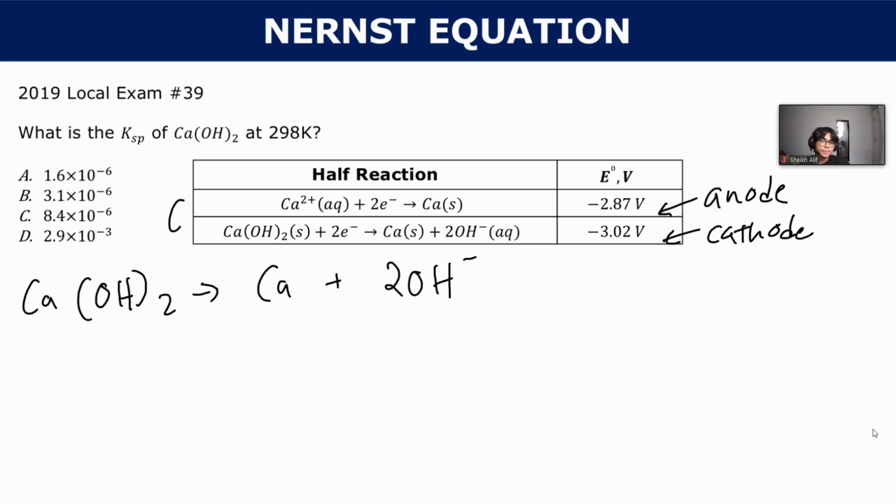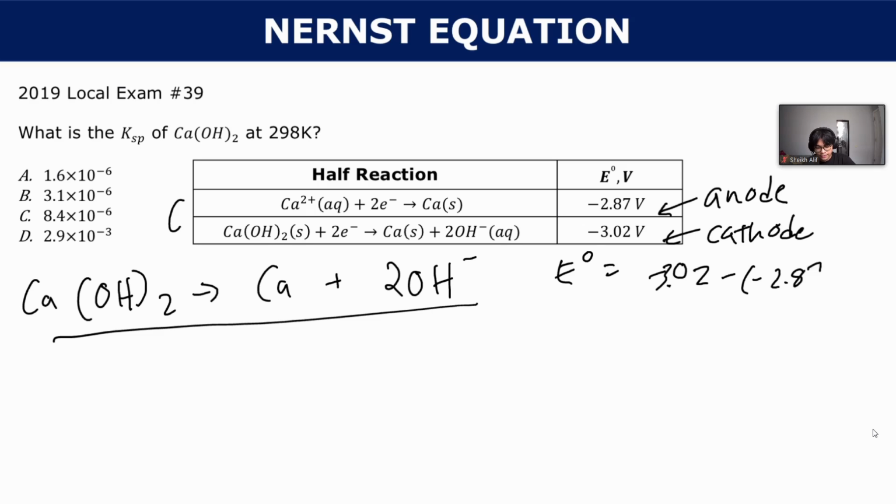I won't show how that works, but essentially if you just flip one of these reactions and you just look at which combination of half reactions produces this equation right here, you'll realize that the top one is the anode and the bottom one is the cathode. And so using that information, we can find our standard E cell value. So remember, E cell is just cathode minus anode, so negative 3.02 minus 2.87. That comes out to about negative 0.15.